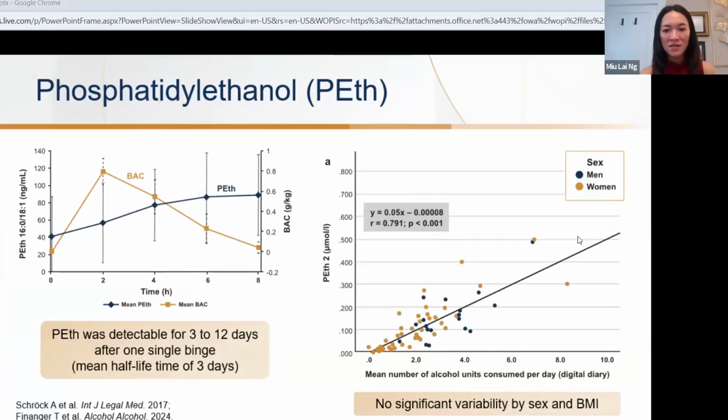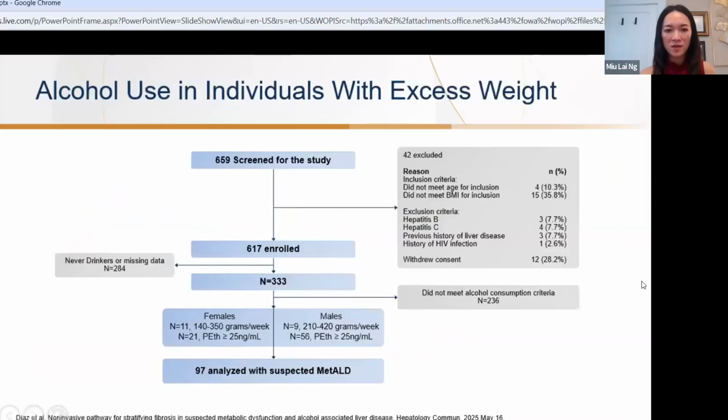PEth is detectable for 3 to 12 days after a single binge and is not affected by sex or BMI. It is increasingly recommended to complement patient history in both clinical care and research. So this is a research study of alcohol use in individuals with excess weight.